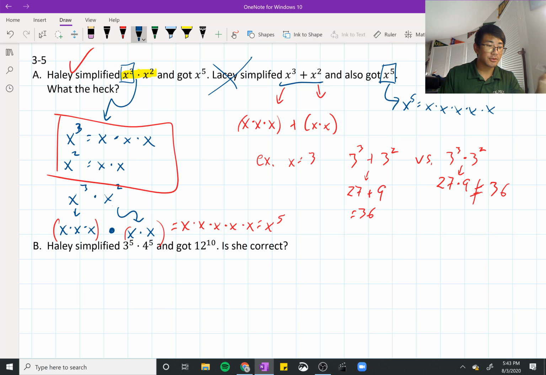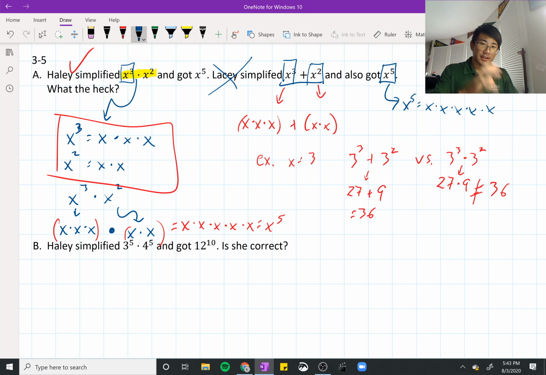And we're going to show in a later video this little shortcut and how you can do it quickly. In this case, we would not consider these like terms. You might have heard that term before. They're not alike, because one of them is x cubed and one of them is x squared. And so Haley is correct here and Lacey is not, unfortunately. Alrighty.